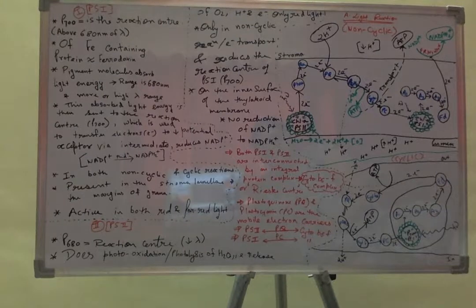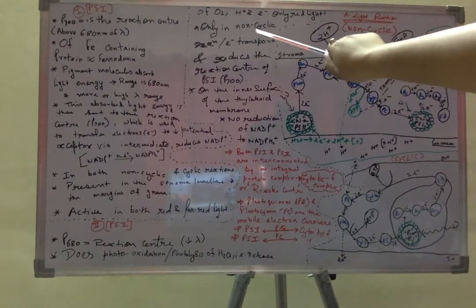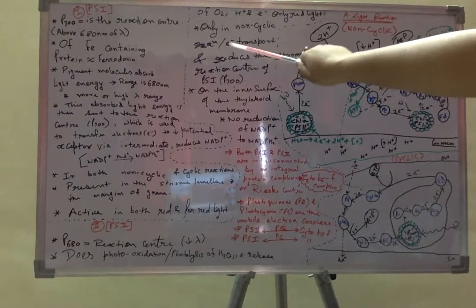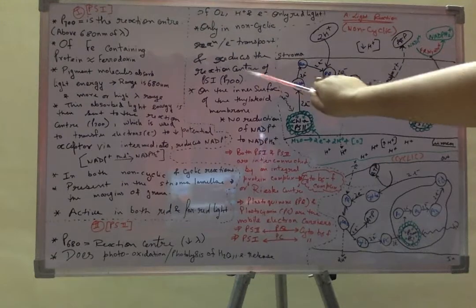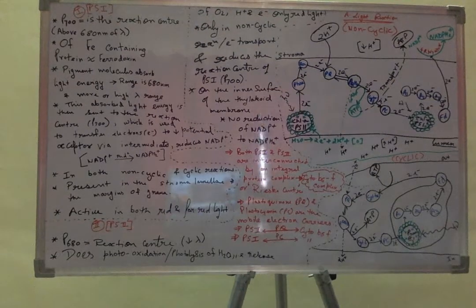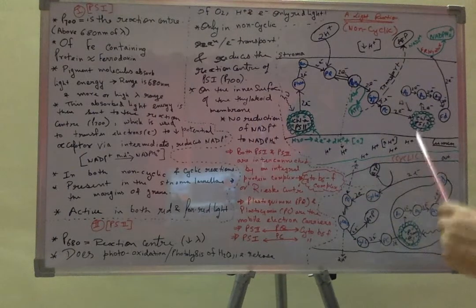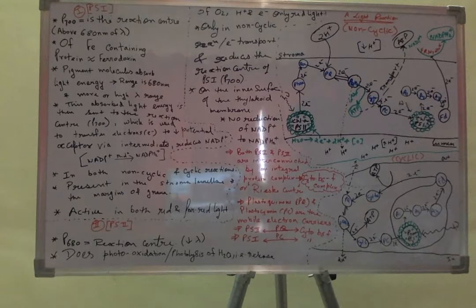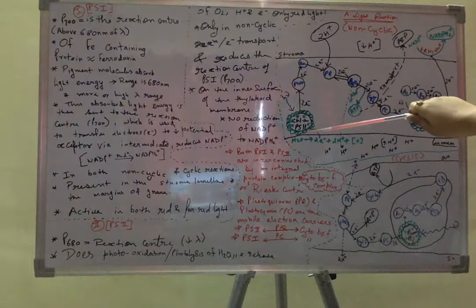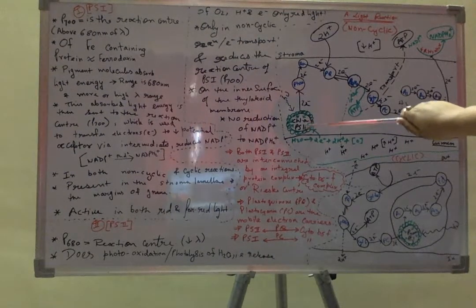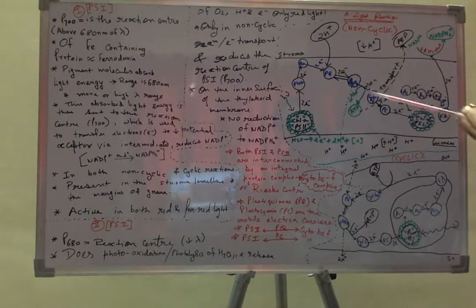The next point is PS2 is involved only in non-cyclic reaction or non-cyclic electron transport and reduces the reaction center of PS1, which is P700. If you come to my right hand side, I don't want to describe these two diagrams in this video, but if you just see and notice this particular region, electrons from PS2 will move like this, and ultimately this electron will reduce the reaction center of PS1.